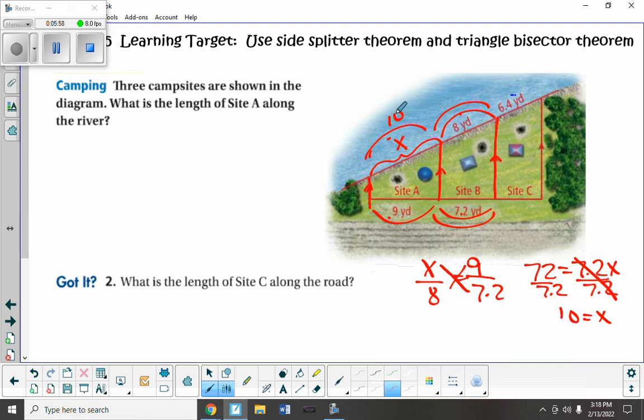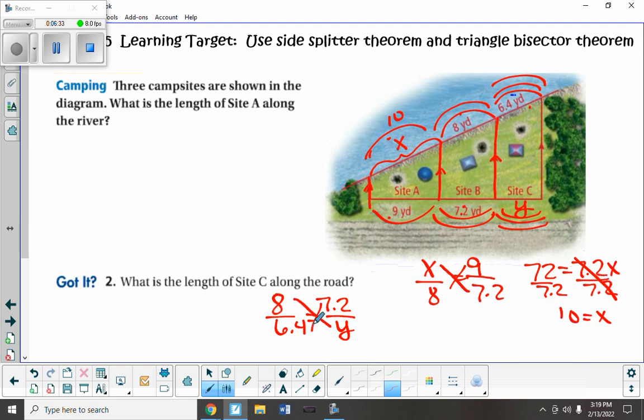And then it says, what is the length of site C along the road? Well, this is the roadside down here, and so we need to find this. We'll call that y. And again, we have parallel lines here. So we can take this 8 yards right here to 6.4, and that's going to be 7.2 to y. So side to side, side to side. So we'll say 8 is to 6.4, as 7.2 is to y.